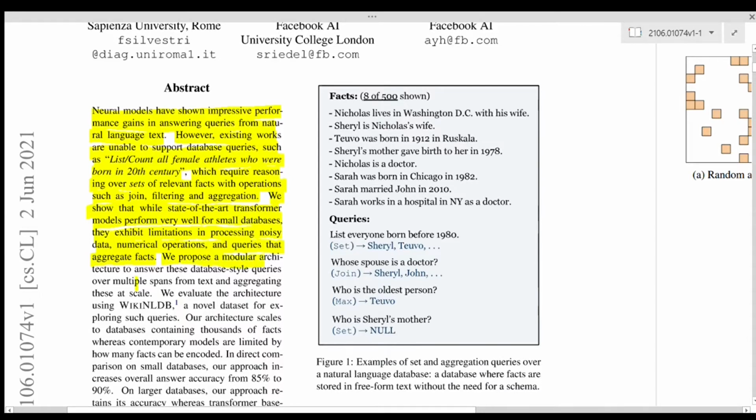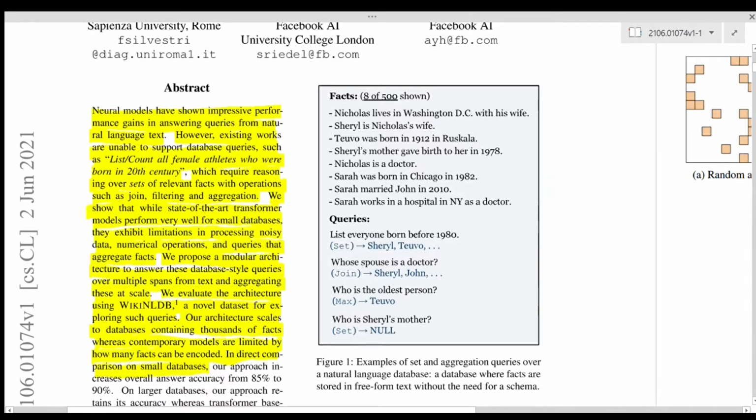We propose a modular architecture to answer these database-style queries over multiple spans from text and aggregating this at scale. We evaluate the architecture using WikiNLDB over a novel dataset for exploring such queries. Our architecture scales to databases containing thousands of facts, whereas contemporary models are limited by how many facts can be encoded in direct comparison on small databases.